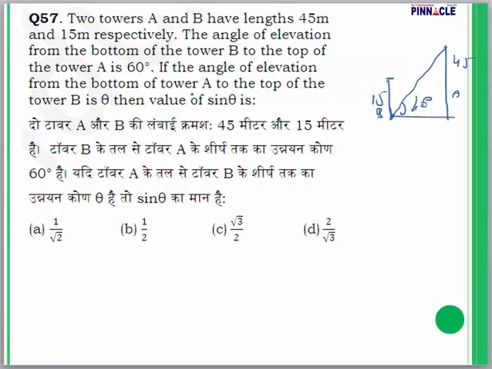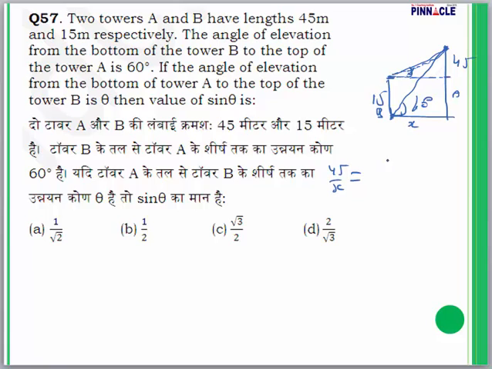If the angle of elevation from the bottom of tower A to the top of tower B is theta, here we are talking about this theta, then we have to find the value of this in terms of sine theta. Now the total is 45. And this is 60. Then first let us know the value of this x.